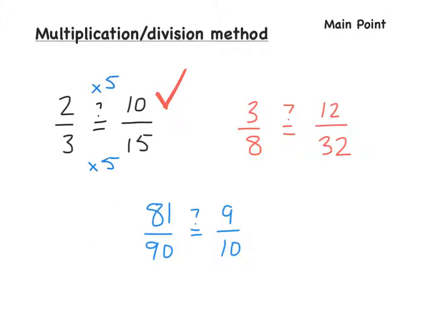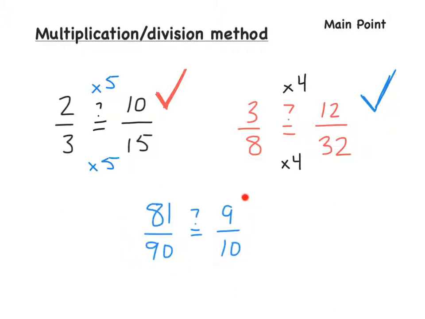Now let's try the one off to the right. We have 3/8 and 12/32. Let's see if those are proportionate. How many times does 3 go into 12 if we work with the numerators? 3 goes into 12 4 times. How many times does 8 go into 32? Does that go into it 4 times? Yes, it does. So in this case, this is also a proportionate ratio.